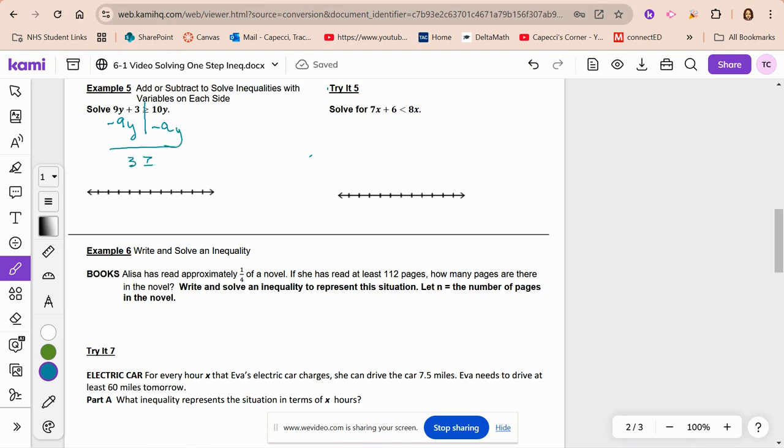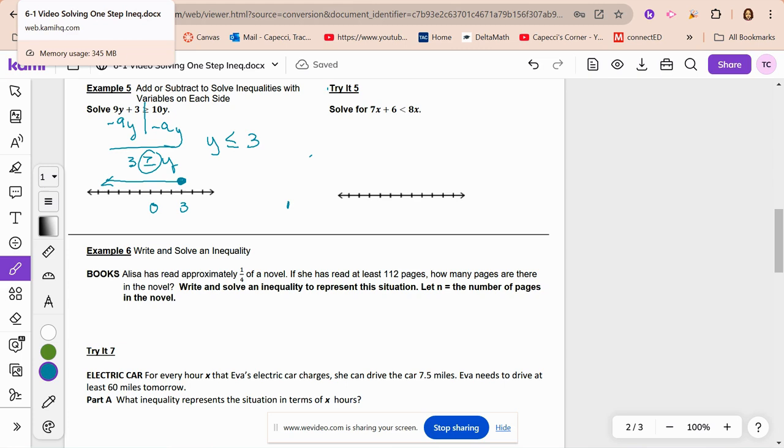And I have 3 is greater than or equal to y. So again, I'm going to switch that. I'm going to put my y on the left, put my 3 on the right. I'm pointing to the y. I stay pointing to the y. So I have 0 here, and then I have 3 there. That's a closed circle because I'm including 3 as part of my solution set to the left.